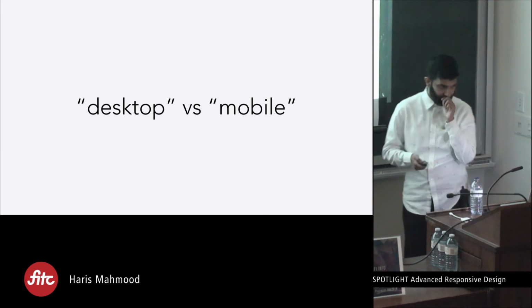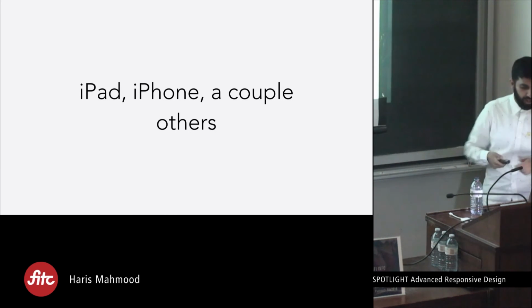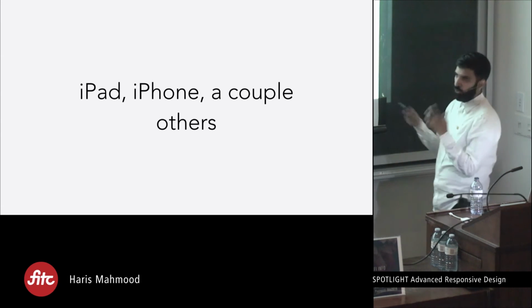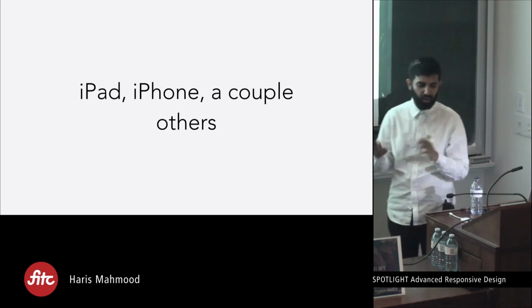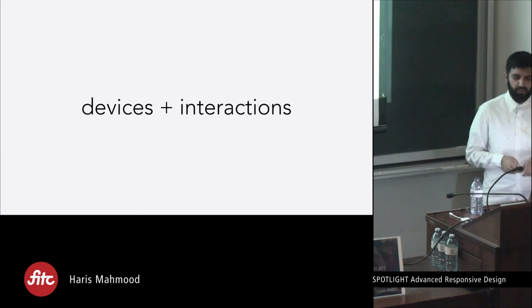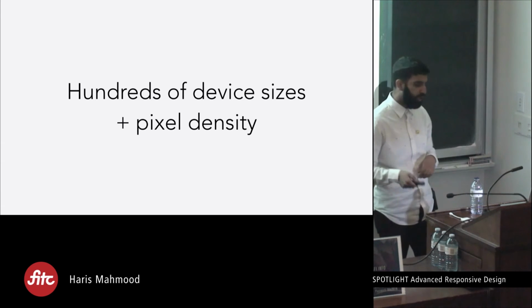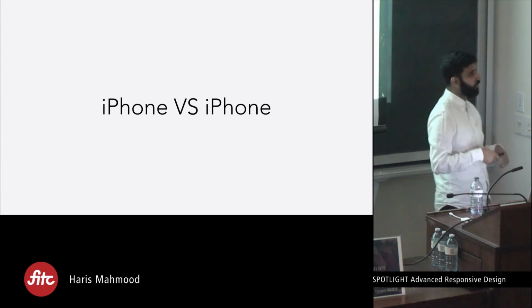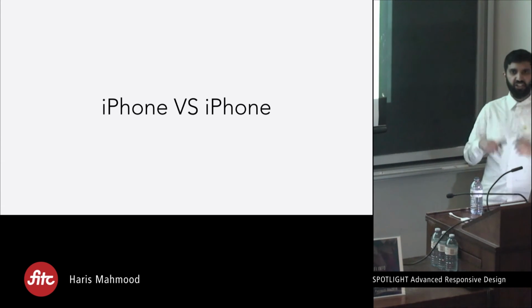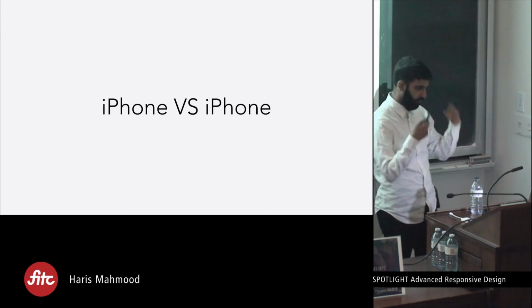All right, so there's this concept of desktop versus mobile. That has changed because originally we just had iPads and phones and maybe a couple other devices, and that's no longer sufficient because we have a crazy number of devices and different ways to interact with them. We have hundreds of devices, various pixel densities, even iPhone versus iPhone, like the ones that exist today, they have different pixel densities and sizes, so it's crazy.